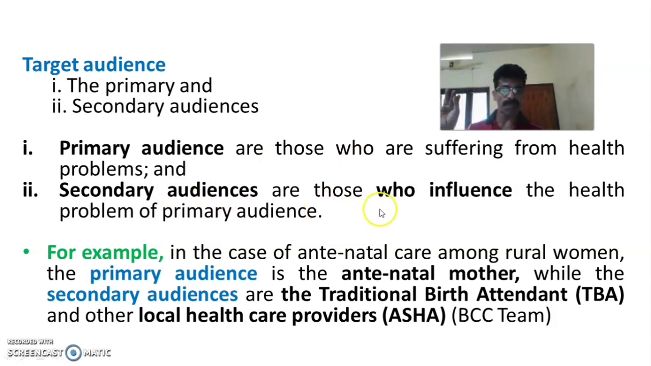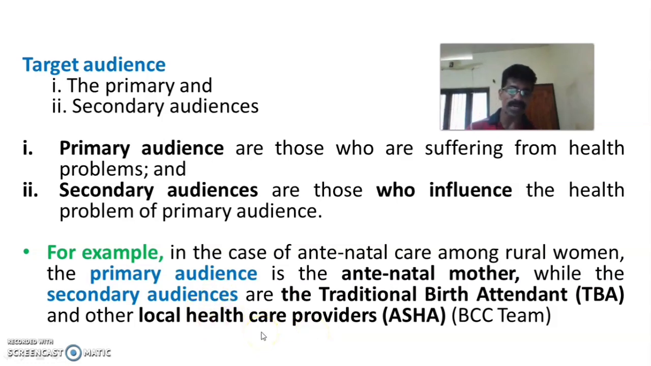Secondary audience are the people who influence the health problem of that primary audience. So most probably it will be the health workers, those who are going to change the behavior of this primary audience. Okay, so they are the BCC team members. So for example, in case of antenatal care among the rural women, we are going to provide the antenatal care among the rural women through BCC. So here primary audience is the antenatal mothers, for whom the behavior has to be changed.